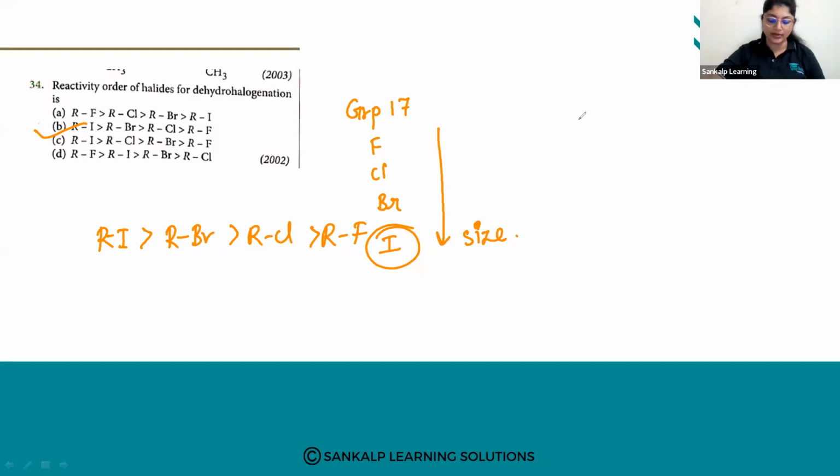What do you mean by dehydrohalogenation? In dehydrohalogenation, what is getting eliminated? Dehydro means one hydrogen, halogen is Br or any halogen, in general HX. So dehydrohalogenation means the elimination of HX, that is one hydrogen and one halide group. So option B is the right answer. Understood? So that is option number B.